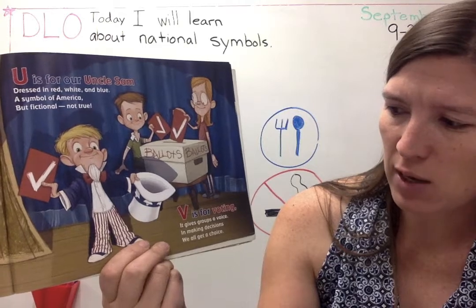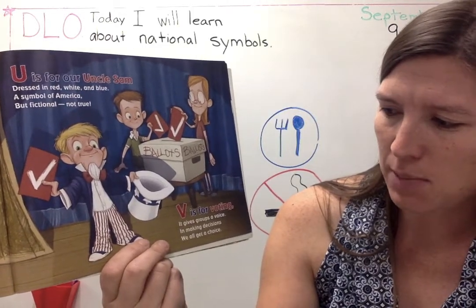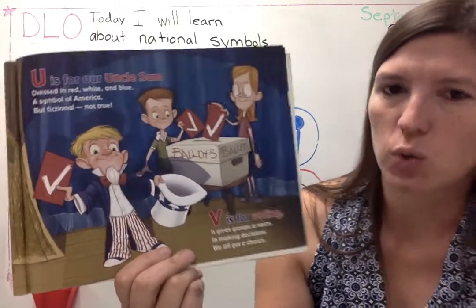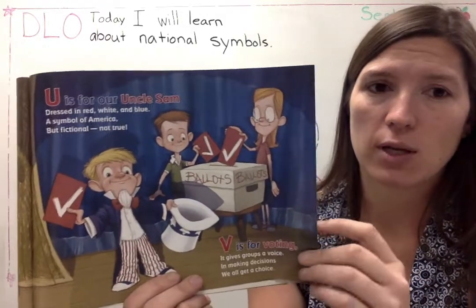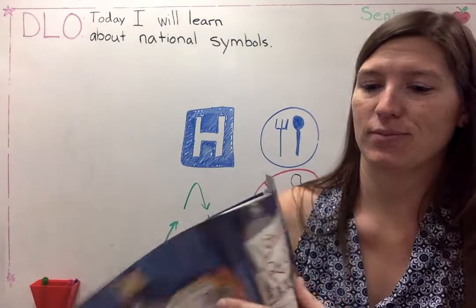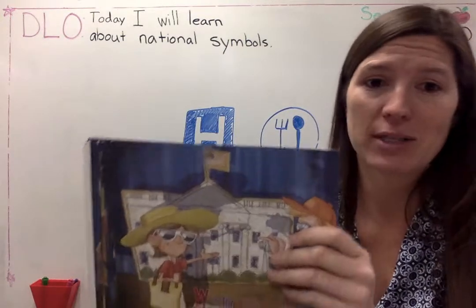V is for voting. It gives groups a voice. In making decisions, we all get a choice. And so we get to vote in November for our new president, or the same president. We'll see what happens.